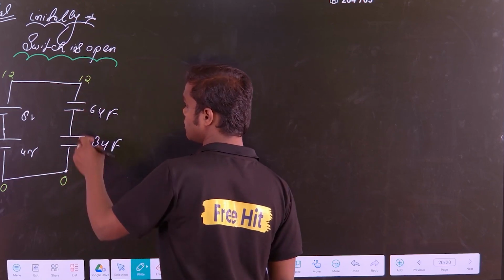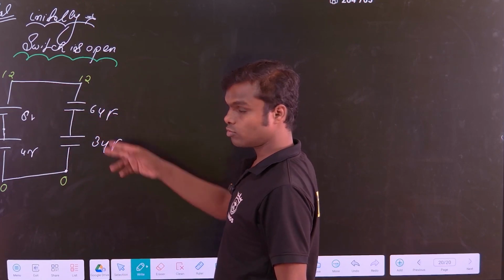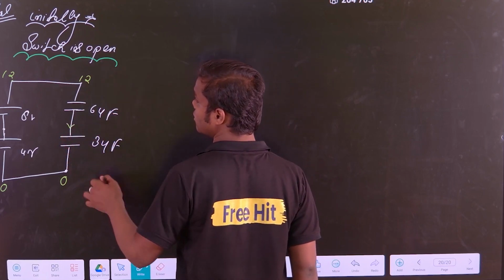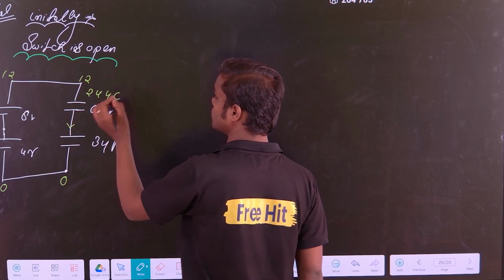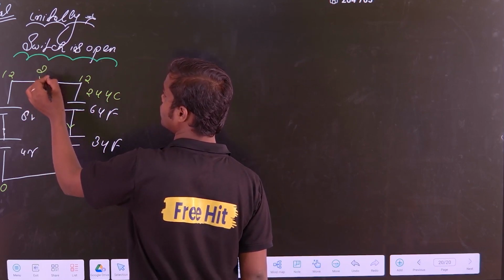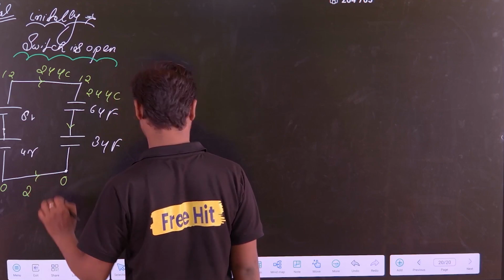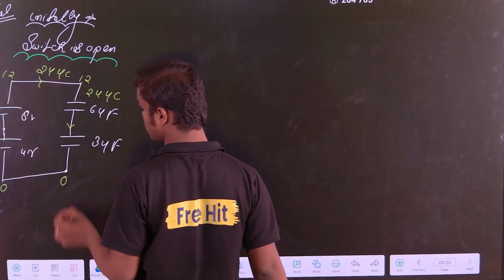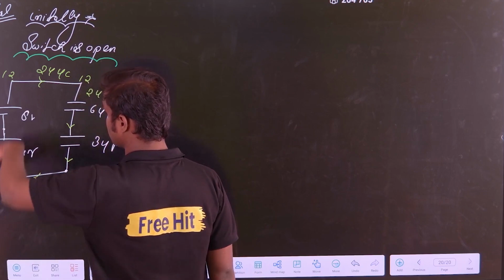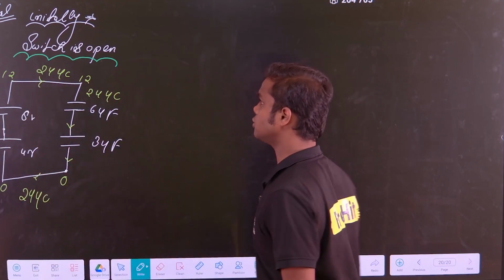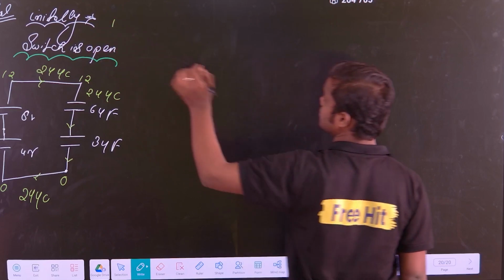Now they both are connected in series, so this will become 2. Correct? Series means 2. So what is the charge flown then? 2 into 12, that is 24 microcoulomb. The charge flown is 24 microcoulomb. Clear? This is the initial condition. Now this is the first step we have completed.